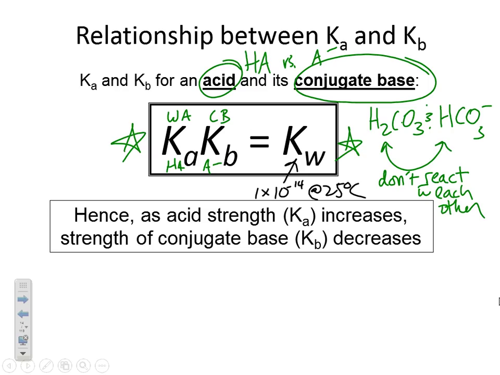So if Ka gets large, then Kb has to get small. So that's saying if your weak acid is stronger, then its conjugate base is going to be weaker. Likewise, if the base gets stronger, if Kb gets larger, then Ka has to get smaller, because when you multiply them together, you always get the same number, Kw. So this is showing mathematically this relationship that we talked about qualitatively in our acid-base unit. This is also why for our strong acids, their conjugate bases are so negligible, because their Ka values are so enormous that their Kb values have to be absolutely tiny by comparison.